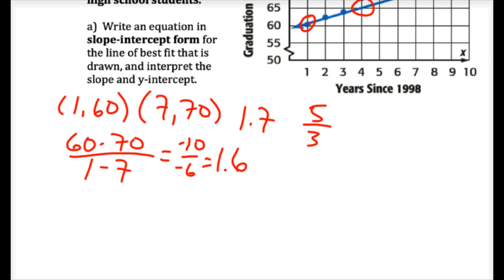Find your B right now. 59. 59. Booyah. Guys, that line clearly crosses the y-axis at 59-ish.